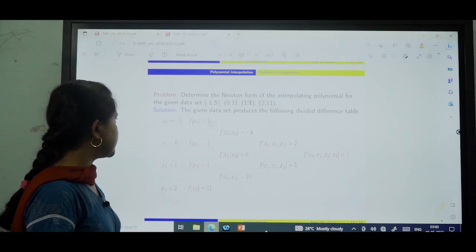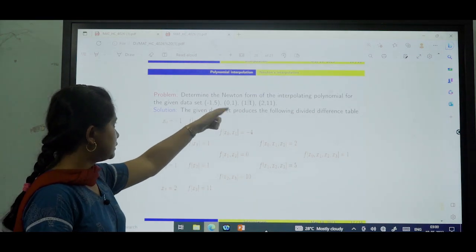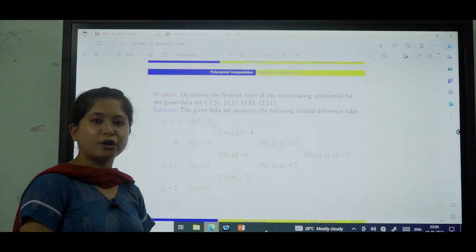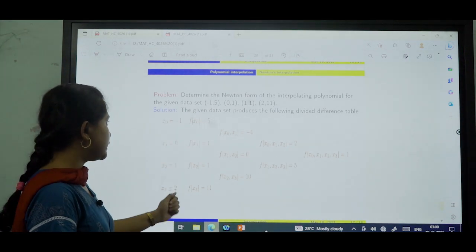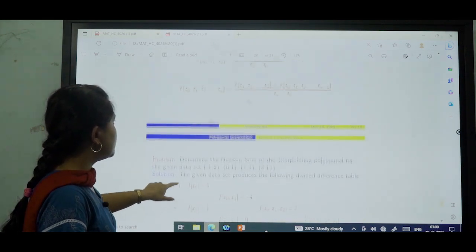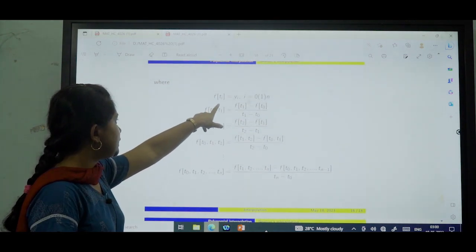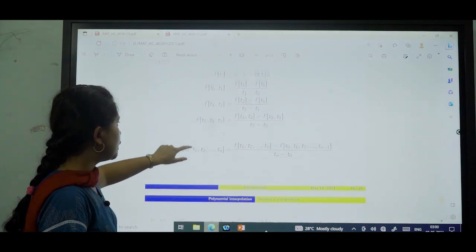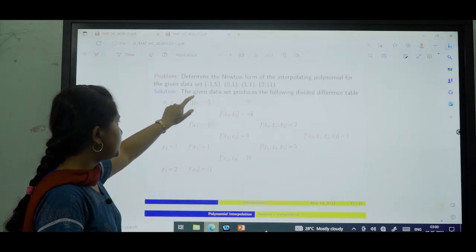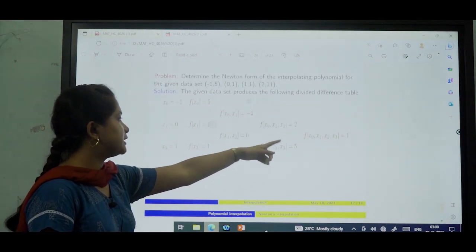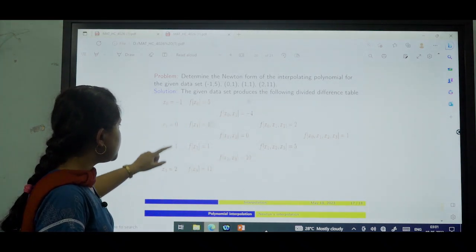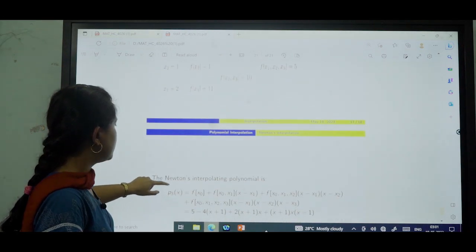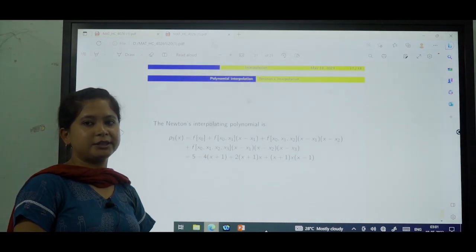So this is your example. Here we have to find the Newton form of the interpolating polynomial using the given data set. As mentioned here, the values f[t_i], f[t0, t1], all these values can be written more simply in a divided difference table. This is your divided difference table. You can write it more systematically here, and using these values, Newton's polynomial is obtained.